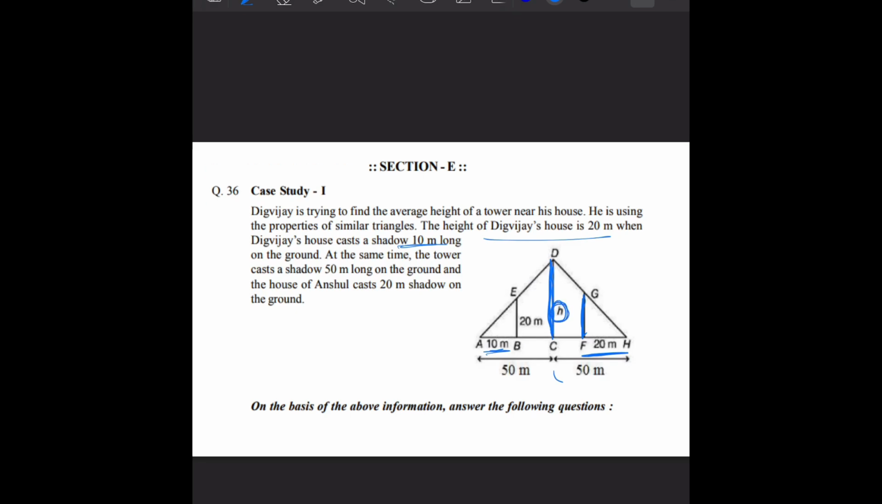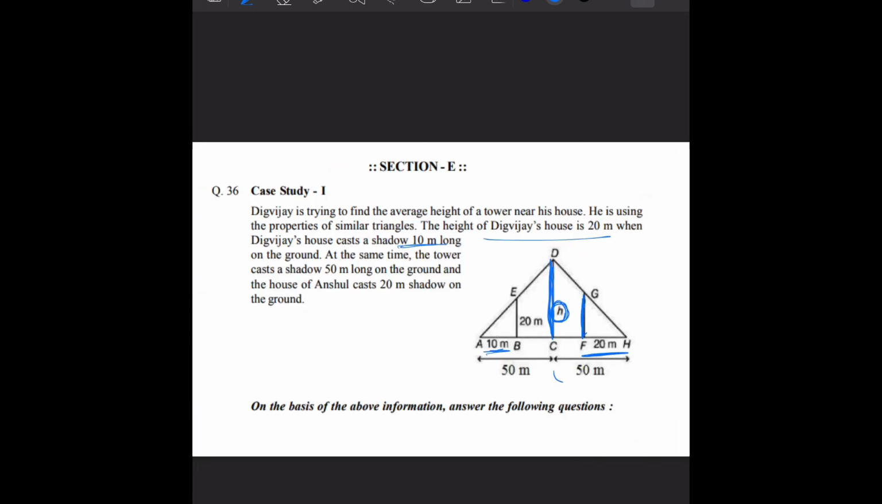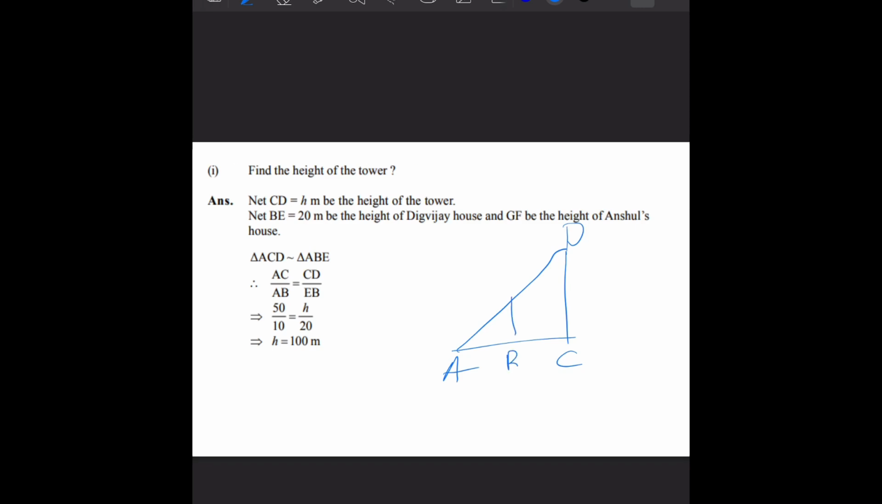We'll take the height of the tower as h. How do we solve that? In triangle ACD, this is the diagram. ACD and BE. These are triangles, that is ACD and ABE.